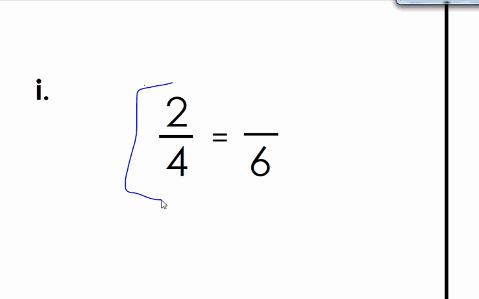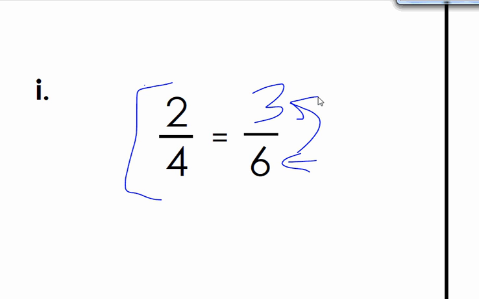2/4. What does that equal? Half. So, what's half of 6? 3. So if the fraction does equal a half, I don't have to use multiplication because I can figure out what's half of my denominator. And then that'll be my numerator at the top.